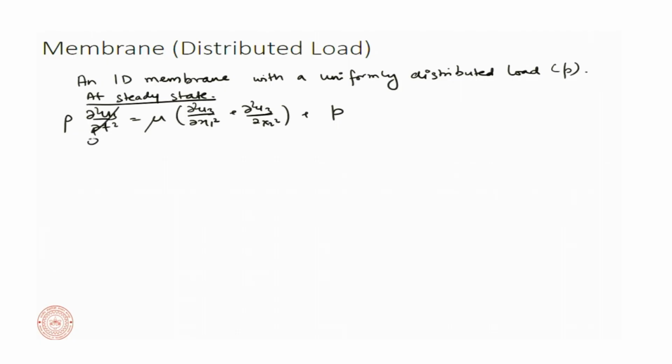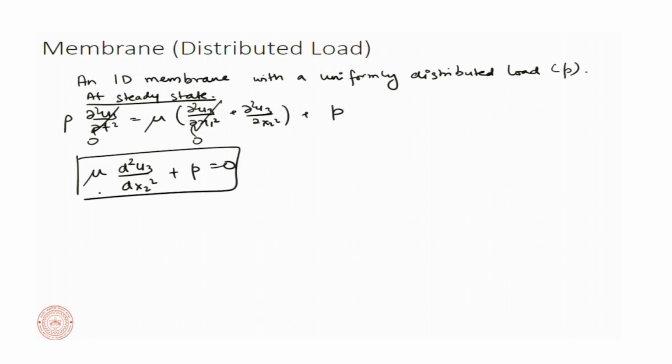This term becomes 0, this term becomes 0, it is one dimensional. So our equation becomes mu d square u3 by dx2 square plus P equals 0. This becomes our expression. We need two boundary conditions. Boundary condition 1 can be that u3 at minus 1 by 2 will be equal to u3 at the second boundary, plus 1 by 2, which is 0.